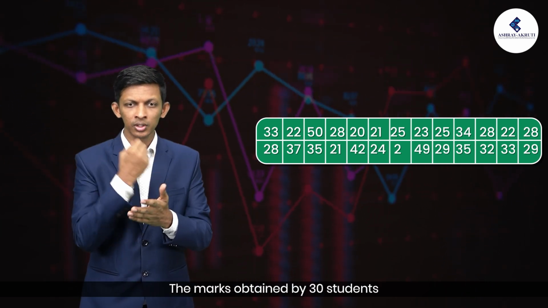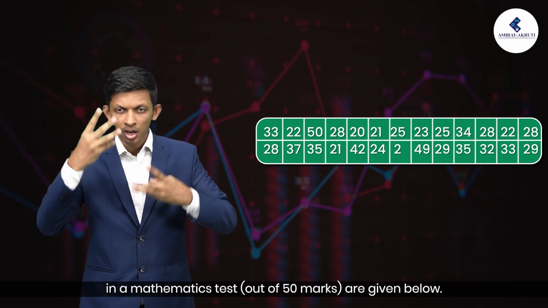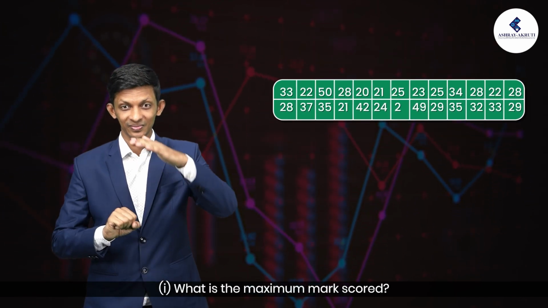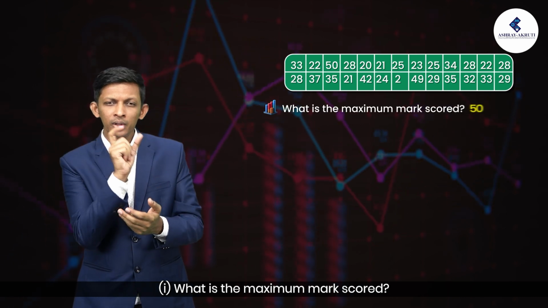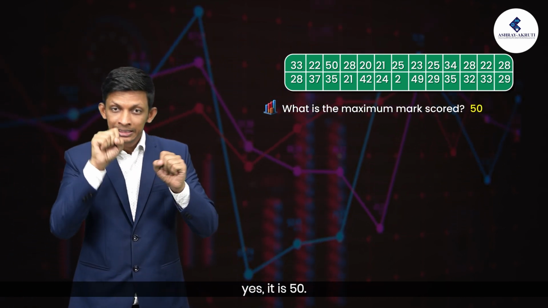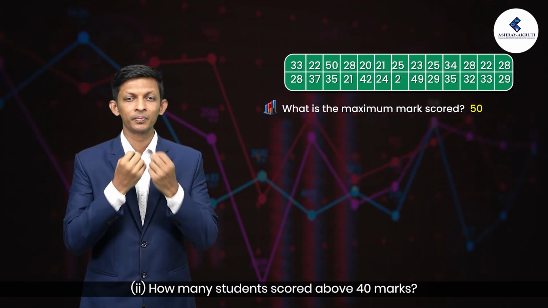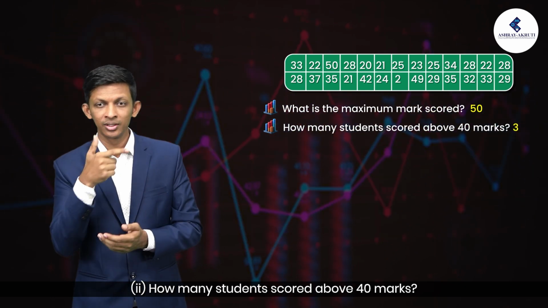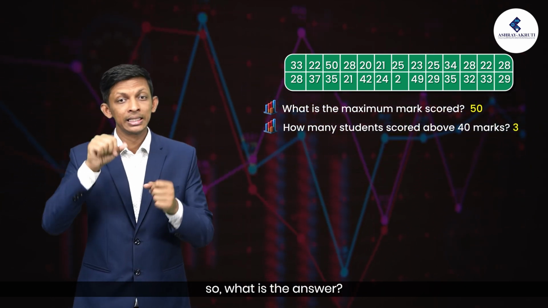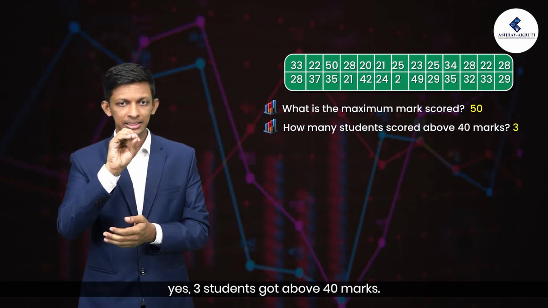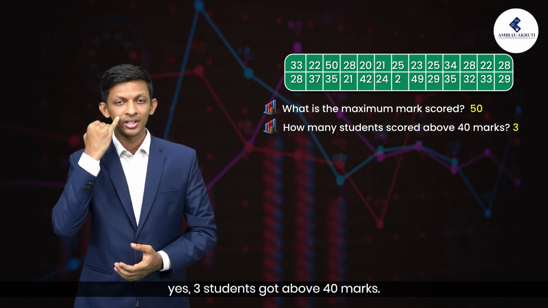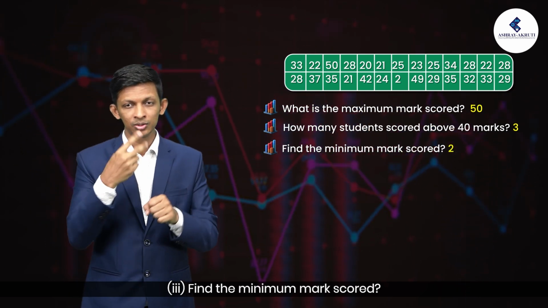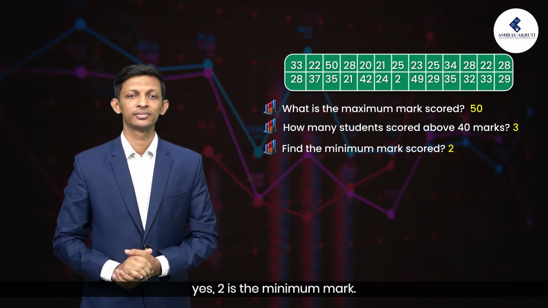The marks obtained by 30 students in a mathematics test out of 50 marks are given below. What is the maximum mark scored? Yes, it is 50. How many students scored above 40 marks? So, what is the answer? Yes, 3 students got above 40 marks. Find the minimum mark scored. Yes, 2 is the minimum mark.